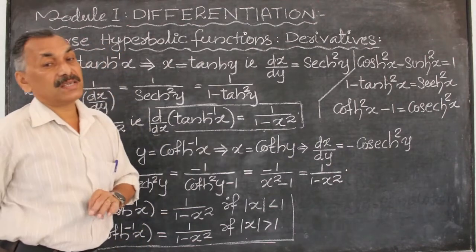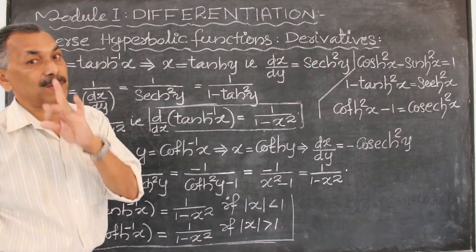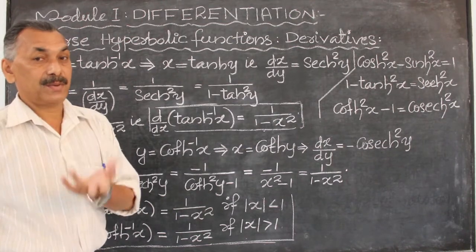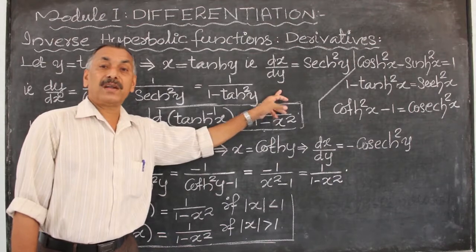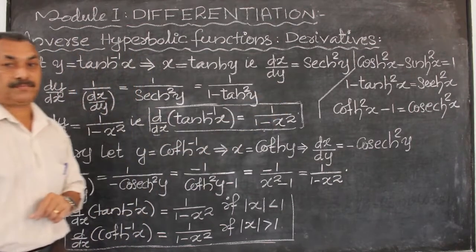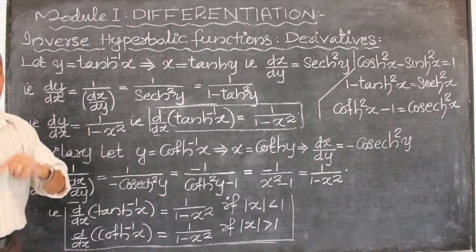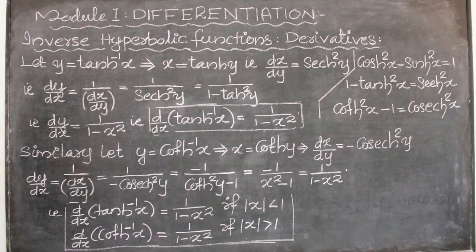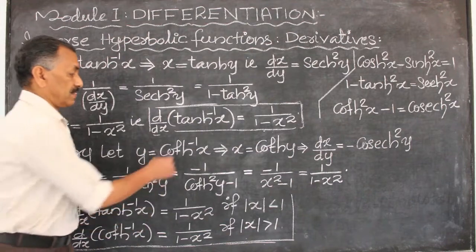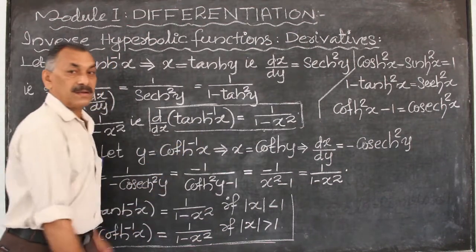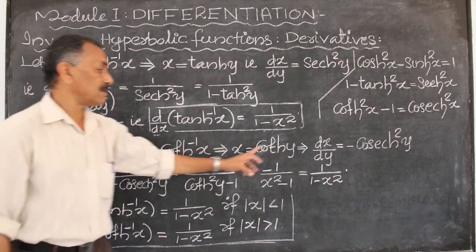Derivative of tan inverse x is equal to 1 divided by 1 plus x square. In hyperbolic trigonometry, the derivative of tanh inverse x is equal to 1 divided by 1 minus x square. Okay. Then next we consider similarly the derivative of coth inverse x. Similarly, y is equal to coth inverse x, that is x is equal to coth y.